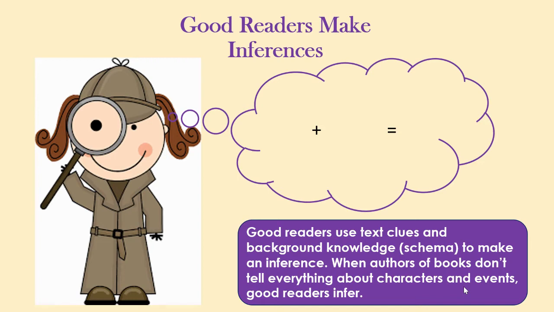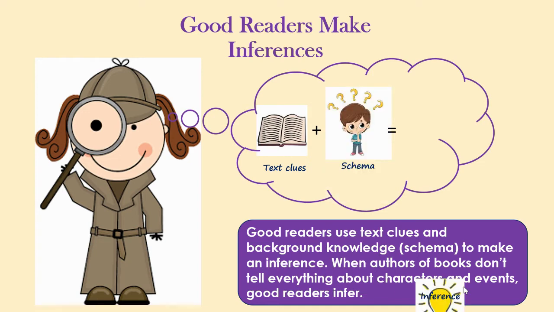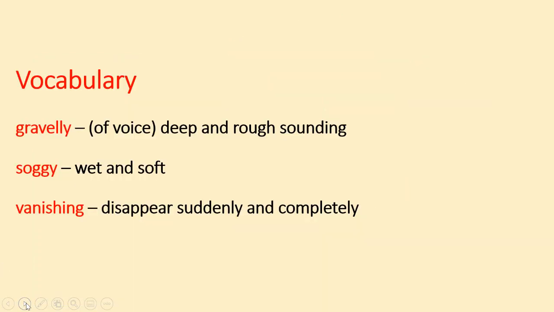Okay, what's our inference calculation that Ingrid is thinking about? What plus what equals an inference? I want you to say it out loud. Do that now. Okay, and so you should have all shouted out, text clues plus their schema equals an inference. Well done if you knew that was what Ingrid the inferrer was thinking. And so good readers like Ingrid and like us use clues and background knowledge, which is your schema, to make an inference. And when authors of books don't tell you everything about the characters and events, good readers infer what is happening.